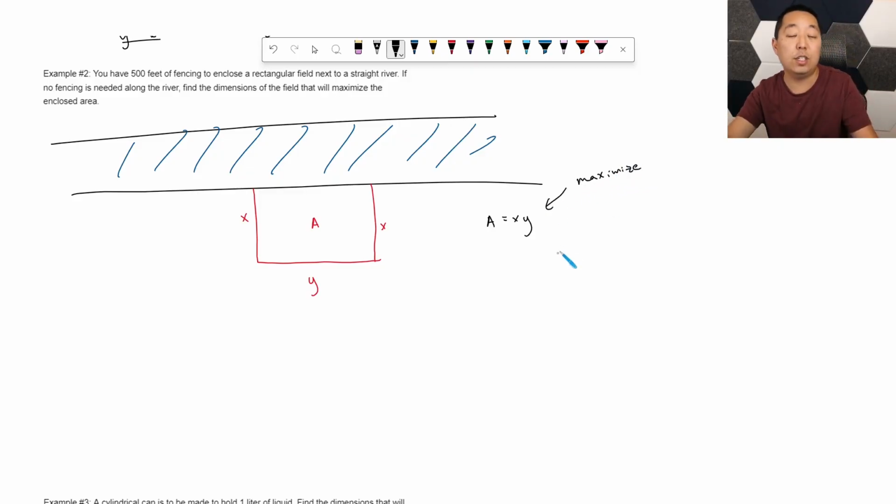Okay, but I got to get it in terms of one variable. And a lot of times that comes from a constraint. There's something in here that relates x and y, because otherwise I'd just make it as big as possible, and that would make the area big. But the constraint is the fencing.